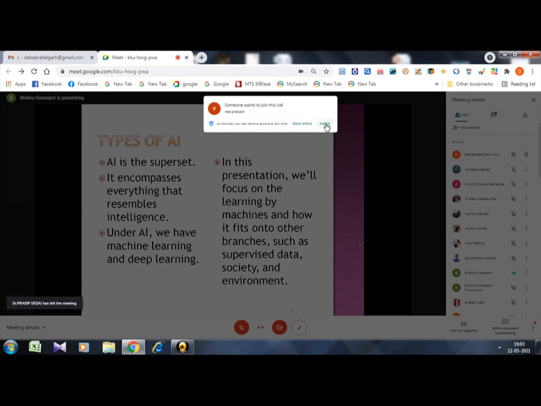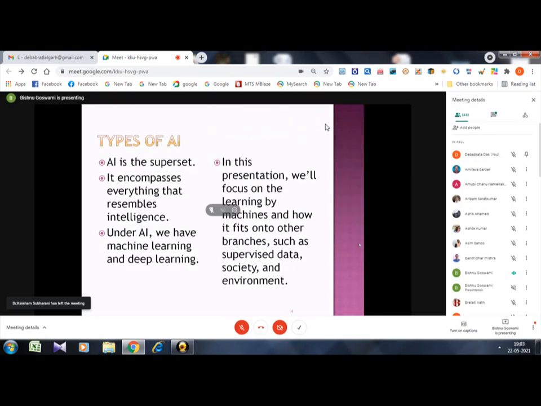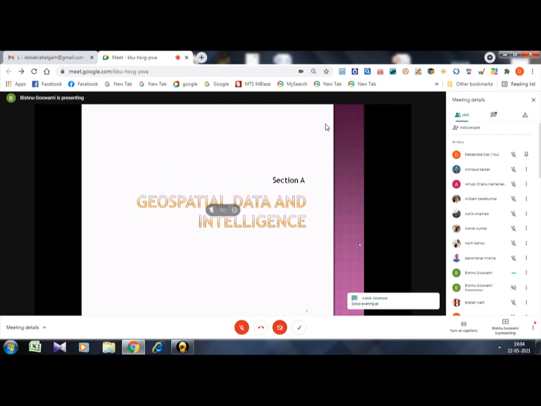If we are trying to do a course on AI, we will find options about machine learning and deep learning. But in this presentation, we'll focus on the learning by machines and how it fits onto the other branches, such as supervised data, society, and the environment. So we are not going down the traditional route of machine learning and deep learning in our presentation. I have two sections. In the first section, I'm going to talk about geospatial data and intelligence, and how this artificial intelligence is being covered under geospatial data.